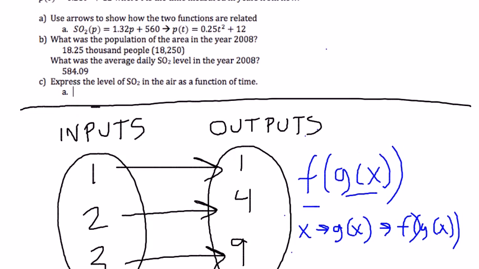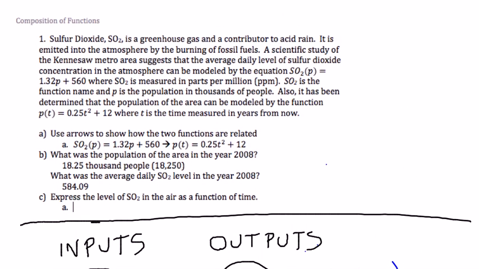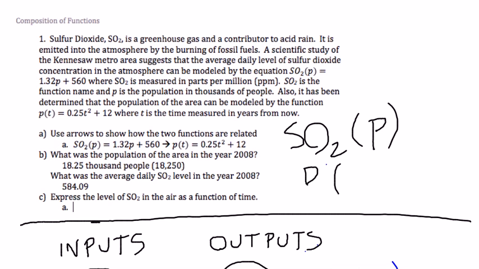So if we look at our functions here, they're ordered in a very specific way. SO2 is a function of p, and p is a function of time. So we want to make sure that we're looking at it in the right order. We want to make sure that we're looking at SO2 of p of t.